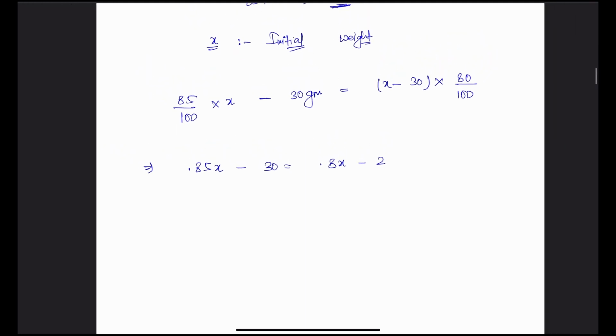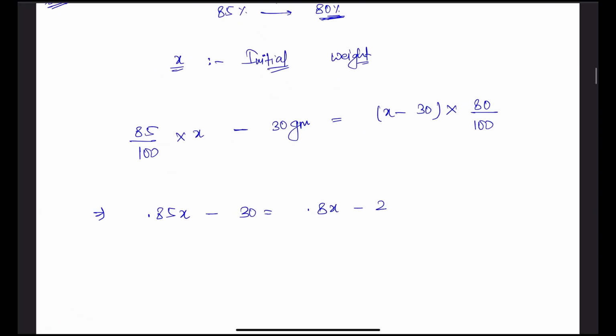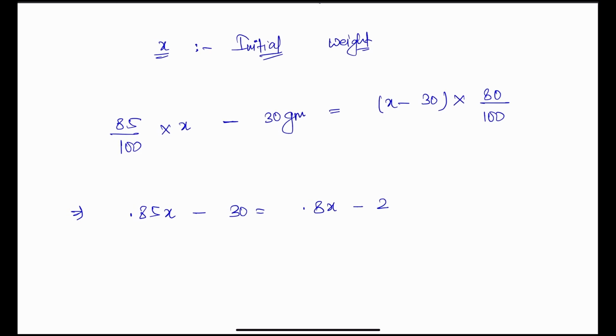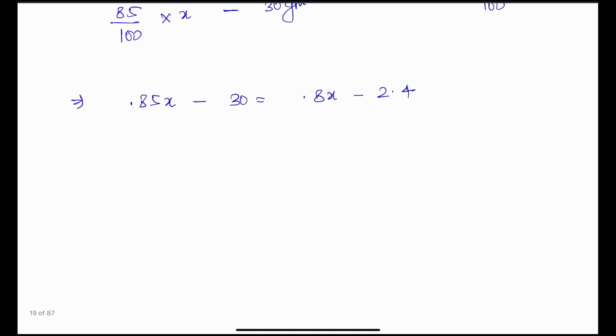Wait, I made a mistake. So initial weight I assume x. Then 30 gram of water is evaporated. I removed 30 gram of water, and then whatever is the weight, 80% of it, 0.8 times 24, so 2.4 I suppose.